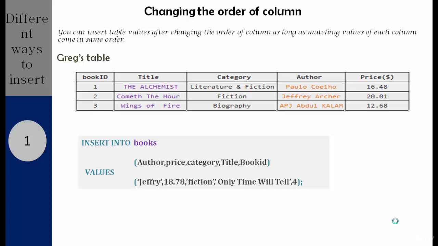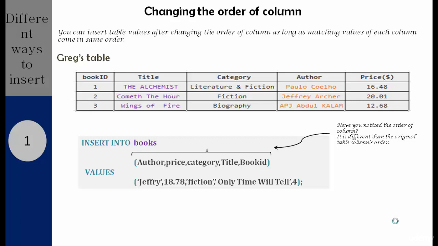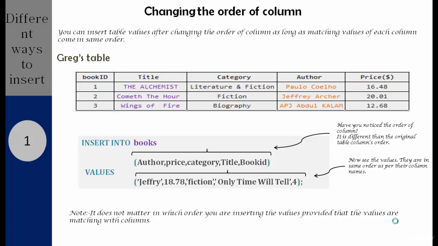Have you noticed the order of columns we are inserting? It is different from the original table column order. Perfect. You can do that. But here is the trick. The order of values should be in the same order as the order of column names. If you try to insert a string value in the price column, it will give you an error because price only accepts double values. So if you are changing the order, you need to be very careful.